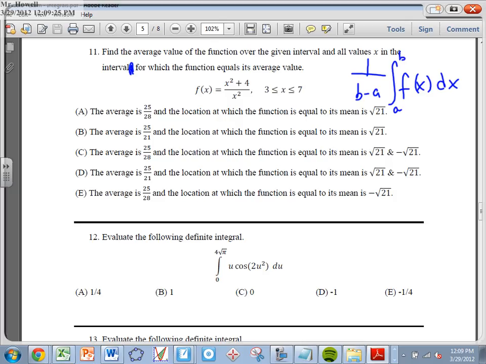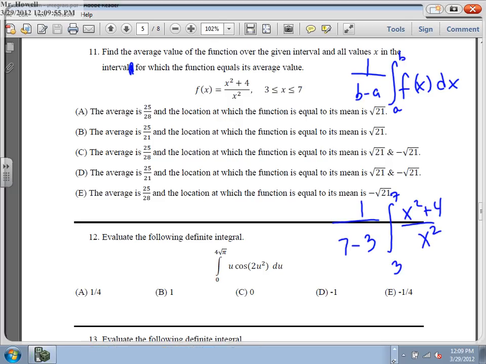So let's do this. I got 1 over 7 minus 3 times the integral of x squared plus 4 over x squared from 3 to 7. Here's what you could have done for this problem: divide this in, get 1 plus 4x to the negative 2, integrate, and do all the work. Please don't do it if it's a calculator problem. Take your time and go to your calculator and make it easier.